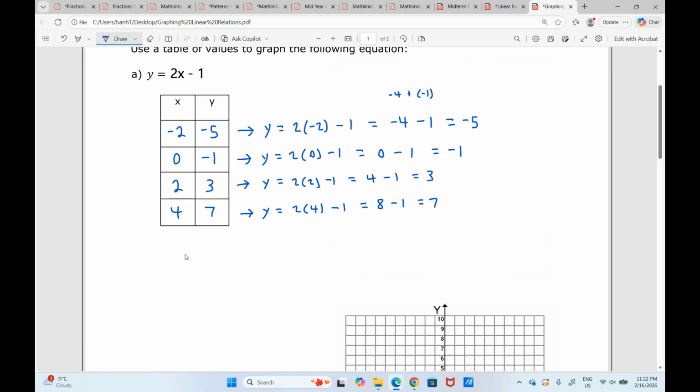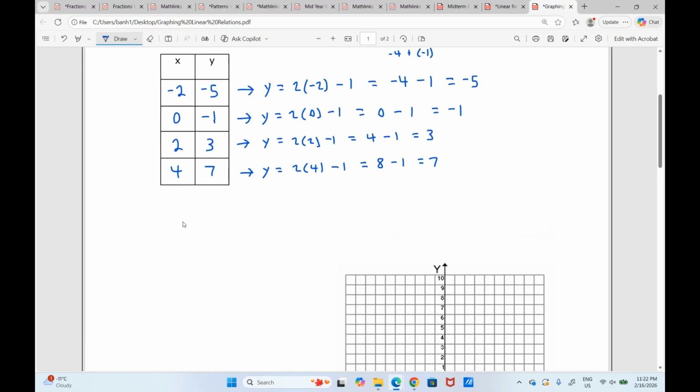Okay, now let's put this onto a coordinate grid. So remember, the coordinates are always x, y, and x represents the horizontal, left and right. Y represents the vertical, up and down. If you're positive x, you're going towards the right. If you're negative x, you're going towards the left. If you're positive y, you're going up. If you're negative y, you're going down.